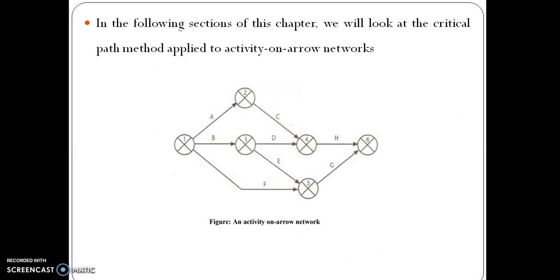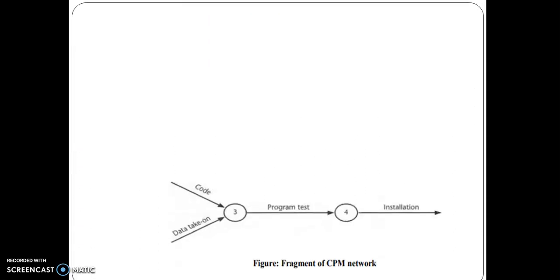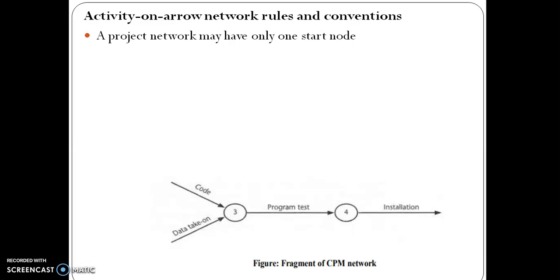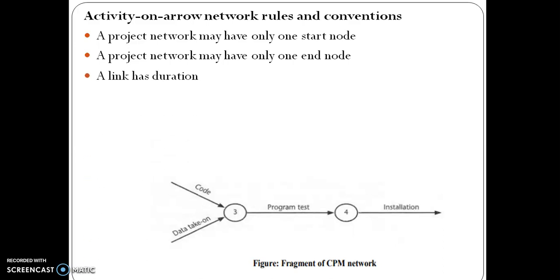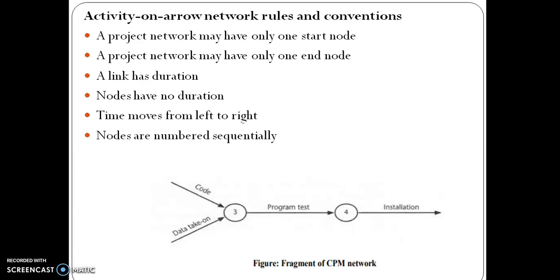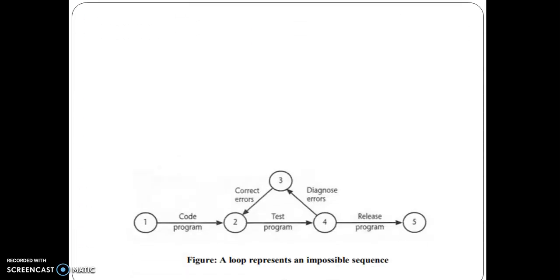An activity on arrow network. The figure shows a fragment of a CPM network. Activity on arrow network rules and conventions. The project network may have only one start node. The project network may have only one end node. The link has duration. Node has no duration. Time moves from left to right. Nodes are numbered sequentially. The network may not contain loops.